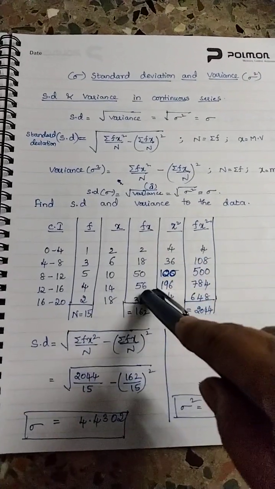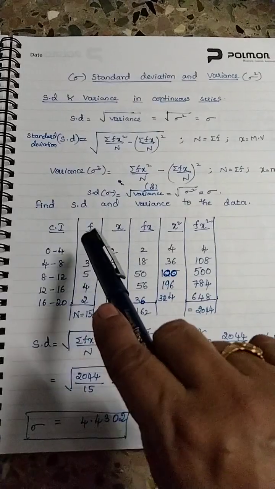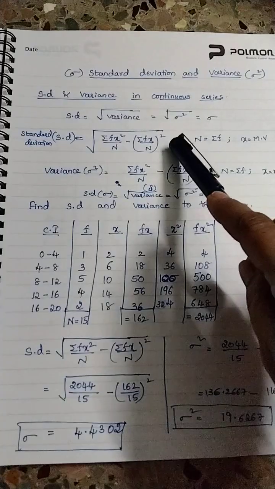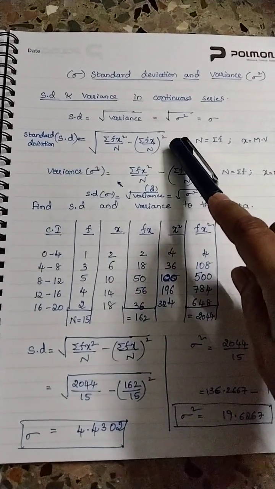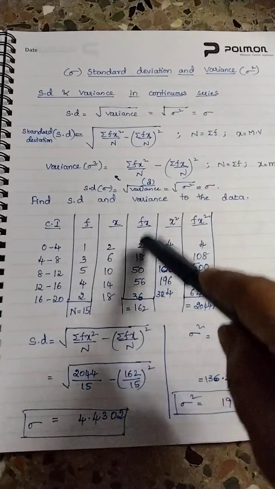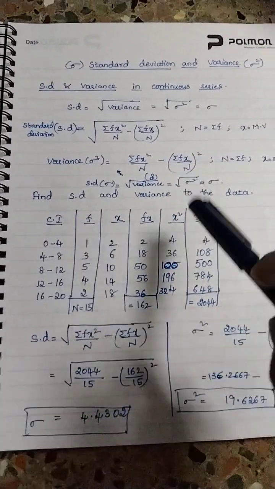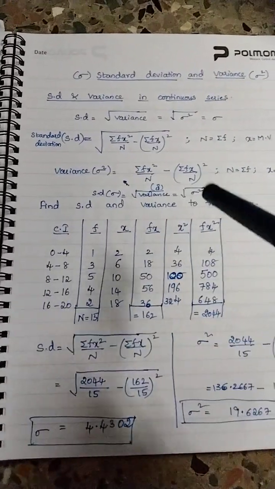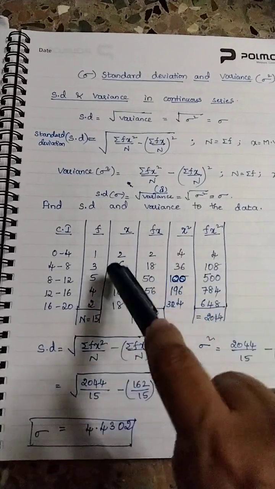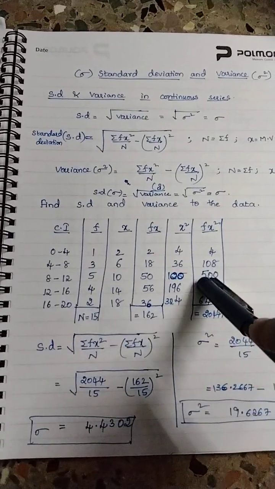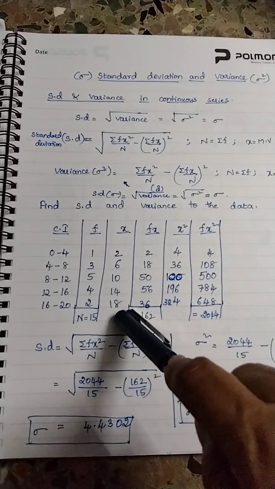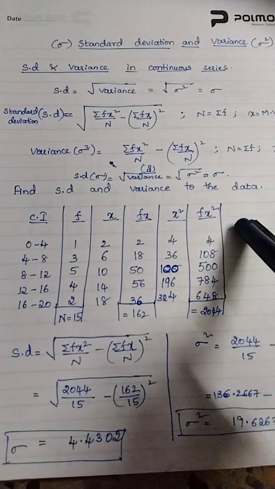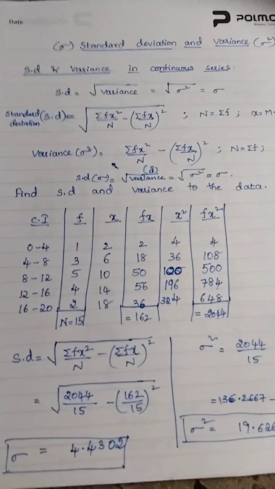Now, in the fx column, you multiply the value of f into x. Why? Because you have to substitute that value in the formula, that is summation fx, the sum of the fx values. Next is x square, which is nothing but the squares of the x column: 2 square 4, 6 square 36, 10 square 100, 14 square 196, 18 square 324. In the last column, we are going to find f into x square.